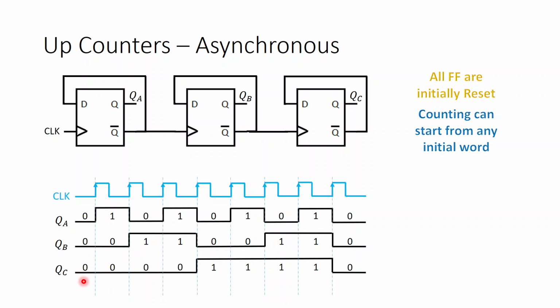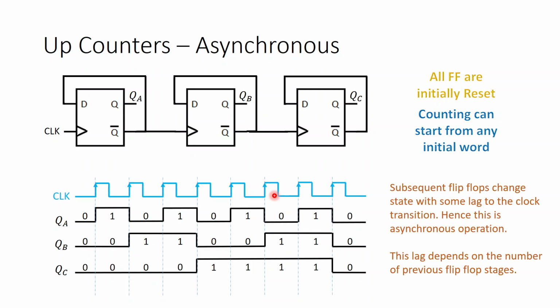If you read from QC to QA, you have to read backwards. If you read from QC to QA, you will see that you are counting upwards: 0 0 0, 0 0 1, 0 1 0, 0 1 1, 1 0 0, 1 0 1, 1 1 0, 1 1 1. Again you come back to 0 0 0. So the counting has to happen in the reverse order. That is one thing that is important.